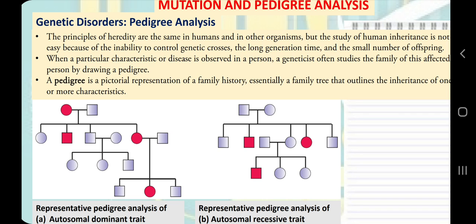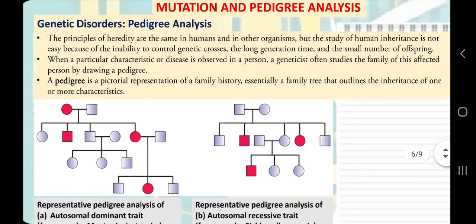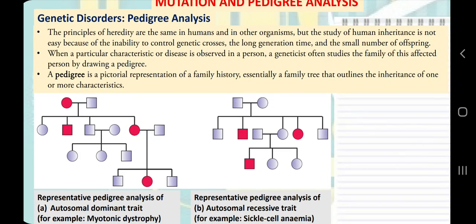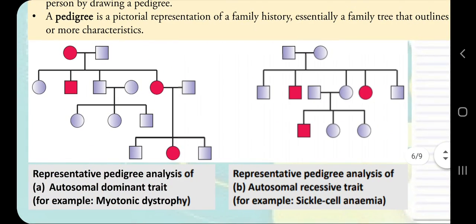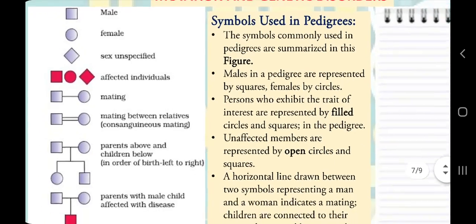So what is a pedigree chart? A pedigree is a pictorial representation of a family history, essentially a family tree that outlines the inheritance of one or more characteristics. Here are two examples of pedigree charts. You need not bother about the details, but you need to have a look at these charts. I am going to explain in my next slide what these symbols mean.